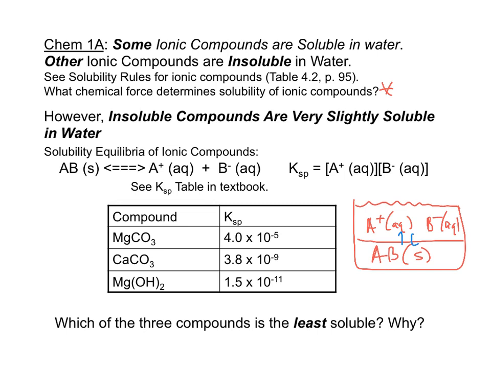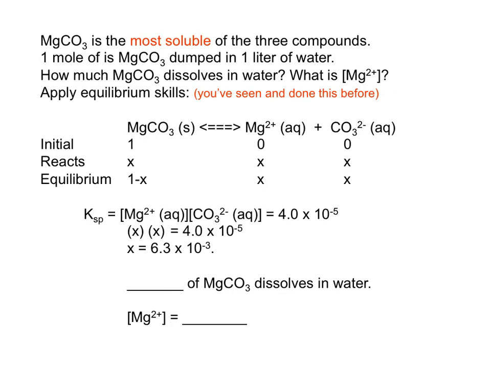Let's take a look at the equilibrium constant Ksp for 3 ionic compounds. Stop the video and answer this question. And the answer is magnesium hydroxide. This compound has the smallest Ksp, which means it'll have the fewest products in solution. Based on Ksp, magnesium carbonate is the most soluble of the 3 compounds.